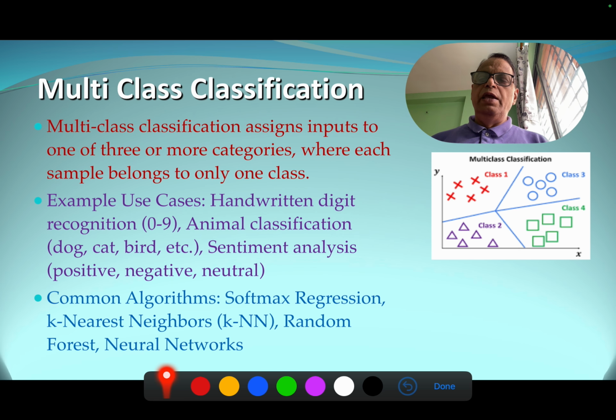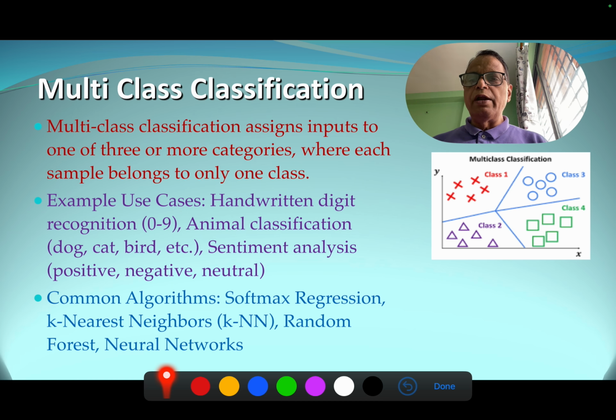For example, if you are given some handwritten digits in the range of 0 to 9, then you can make use of multi-class classification. Or whenever you are given animal images such as dog, cat, bird, you can classify them into different categories, and this is multi-class classification. Sometimes we are given customer data and we can use sentiment analysis such as positive, negative or neutral, and that is also called multi-class classification.